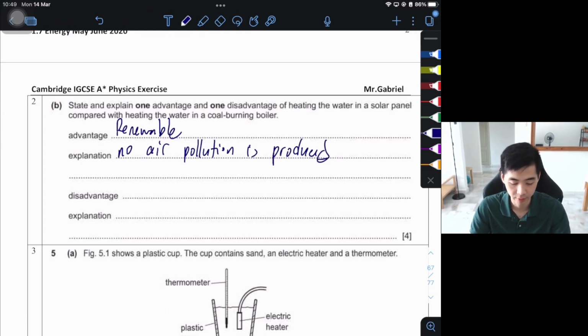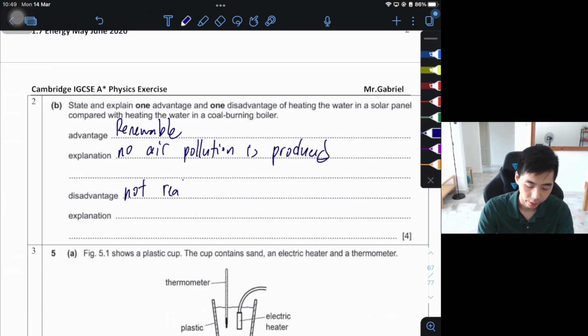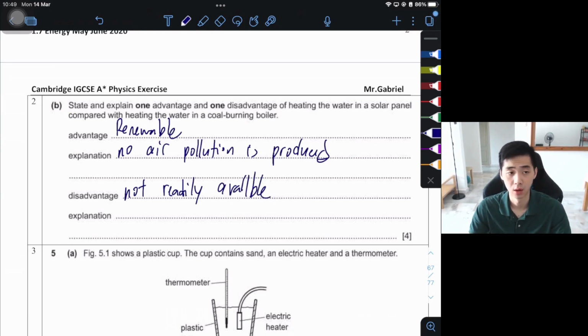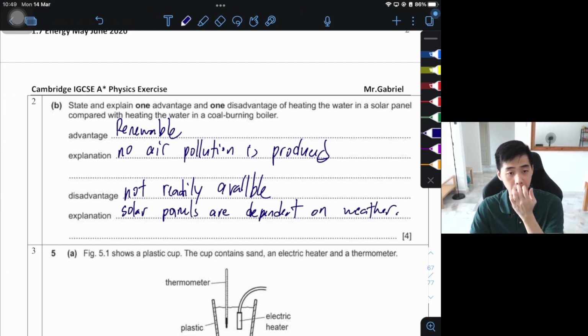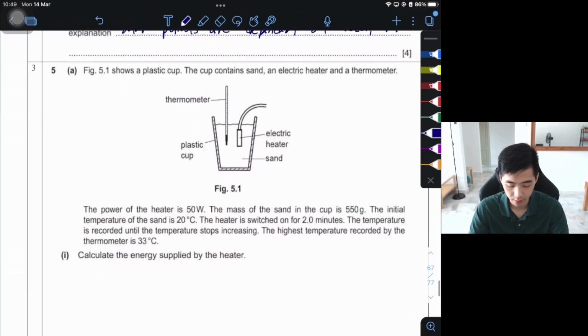And the disadvantage is going to be it is not readily available. Solar panels are always going to be dependent on the weather, right? If today there is sun, then there is heat. No sun, then there is going to be no heat.